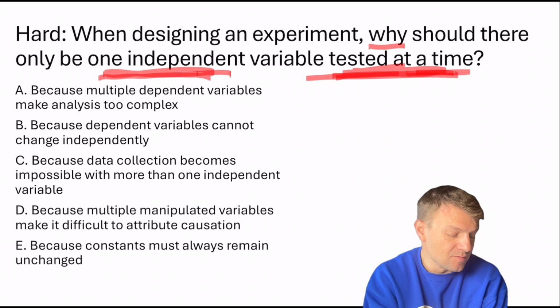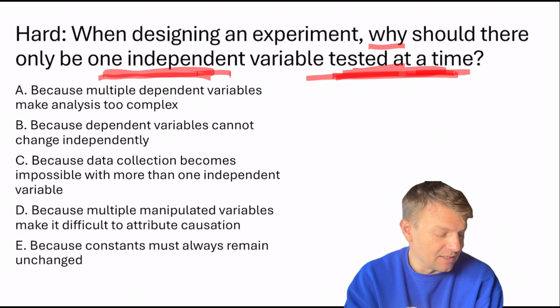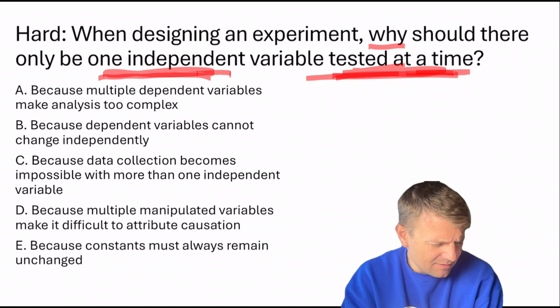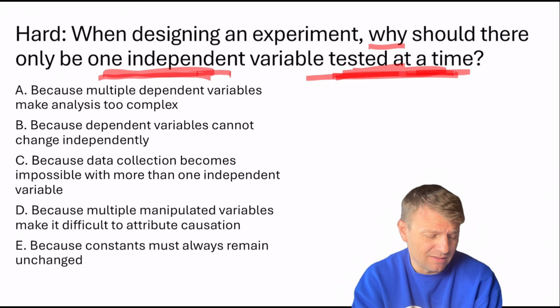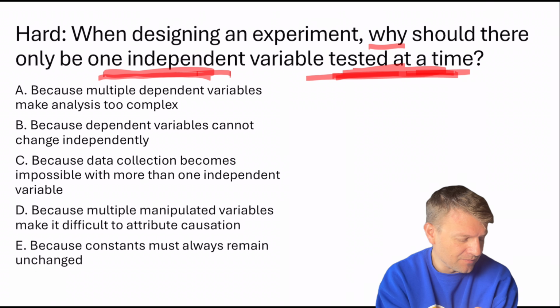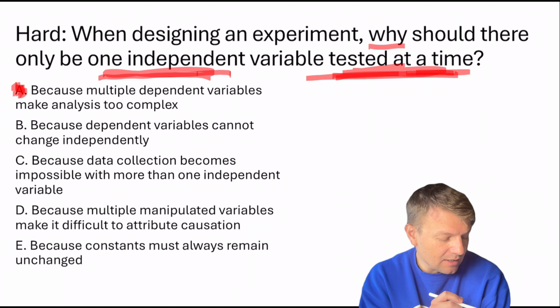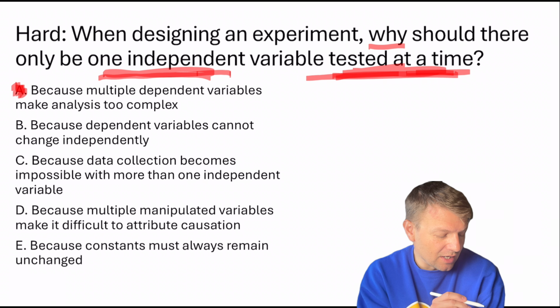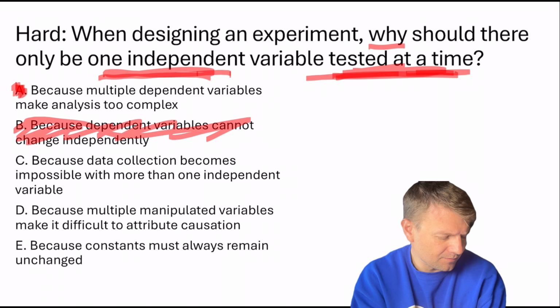It says A, because multiple dependent variables make analysis too complex. That doesn't sound right. I'm going to leave it, but I don't see anything that's totally wrong. I don't think it's the answer though, so I'm at least going to give a little scratch out here for A. Okay, B, because dependent variables cannot change independently. Because dependent variables cannot change, that doesn't sound right. I'm scratching that one out.